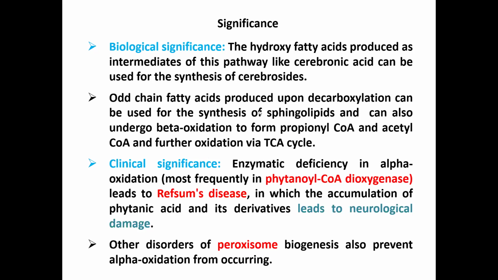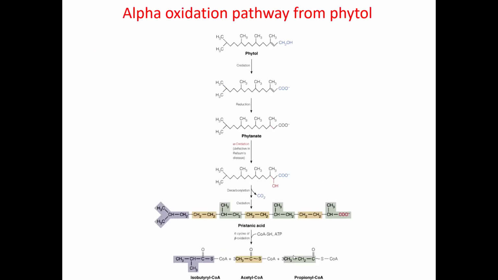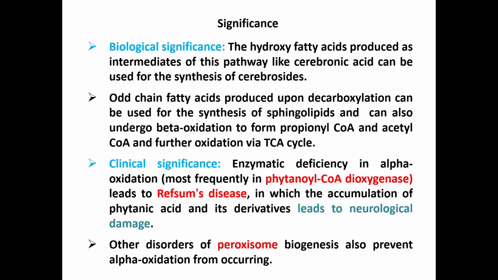This odd chain fatty acid, you know it very well, yields propionyl coenzyme A and acetyl coenzyme A. So this can be oxidized by the beta oxidation process. And the 3 carbon compound, I mean propionyl coenzyme A, and acetyl coenzyme A that are produced here can also be used for the production of the sphingolipid.